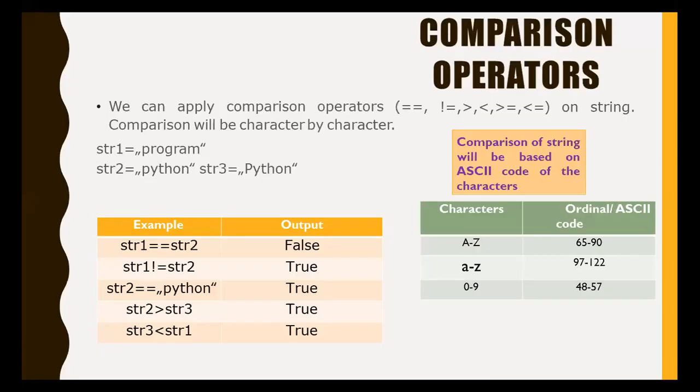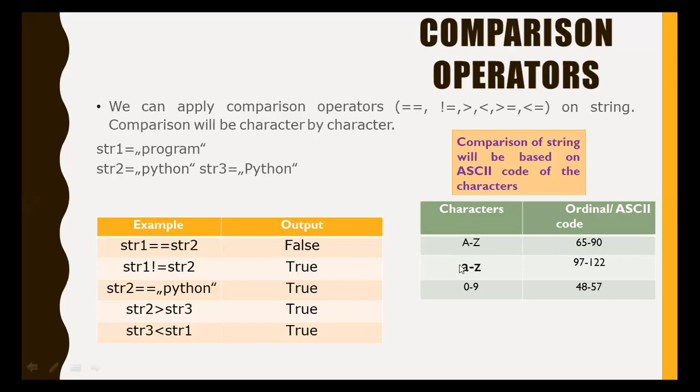So the characters we can use are A to Z capital. The ASCII code, or ordinal value, of these is 65 to 90. A to Z: A is 65, Z is 90.